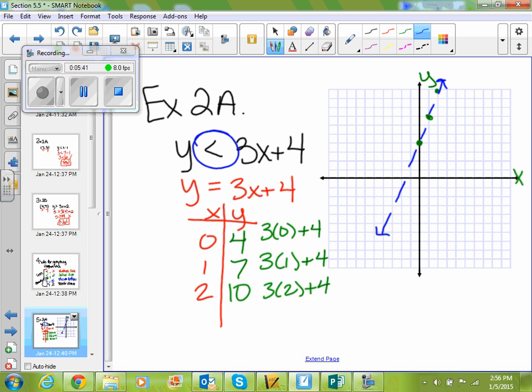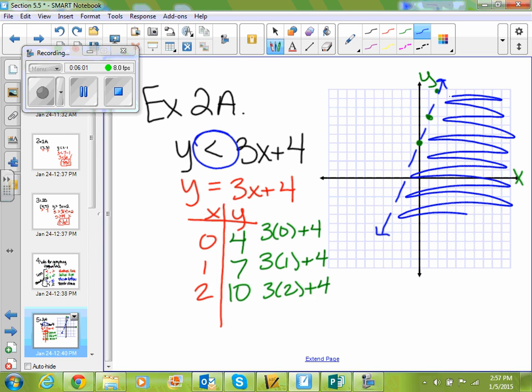Okay, so I've got my dashed line. Then you go to rule number 2, which is your shading rule. Since that is less than, am I shading above or below? Below, okay? So do I think that what's over here on the left is below, or what's over here on the right is below? On the right, okay? So I'm going to shade on the right.